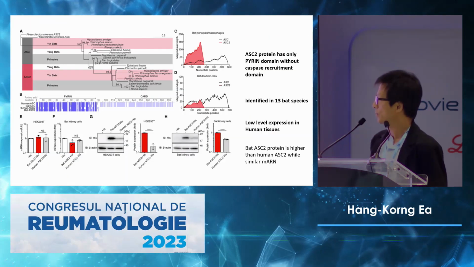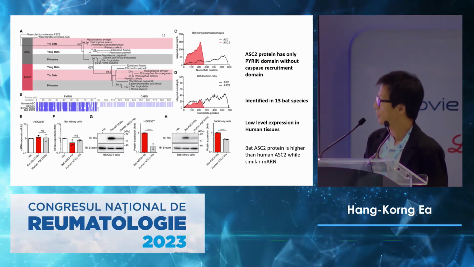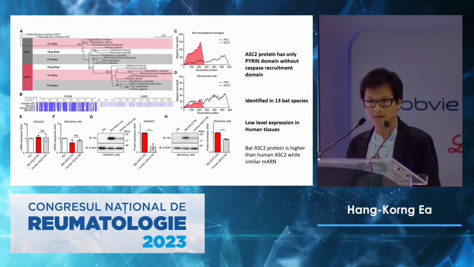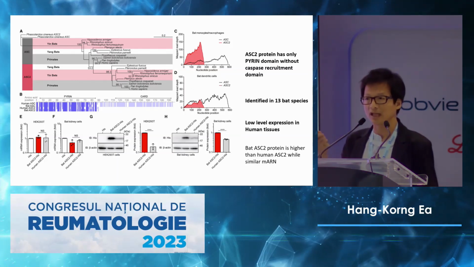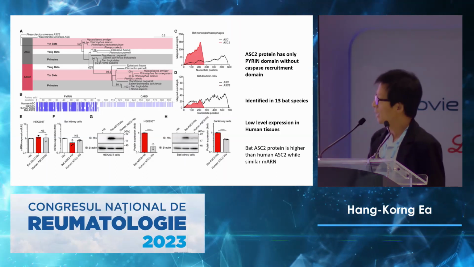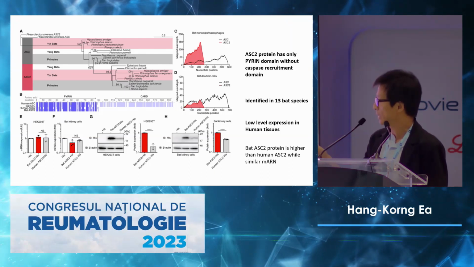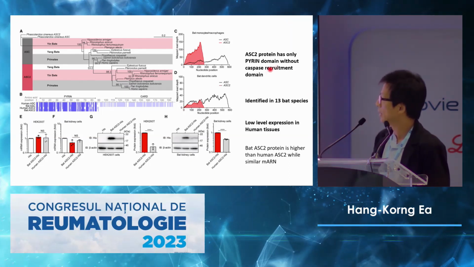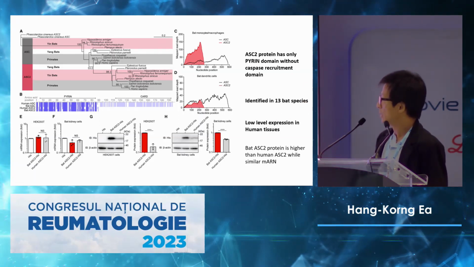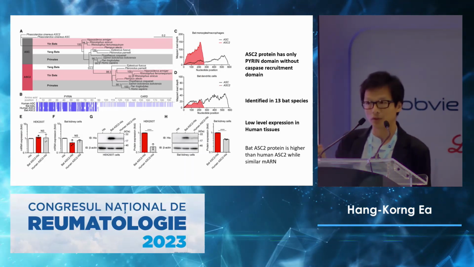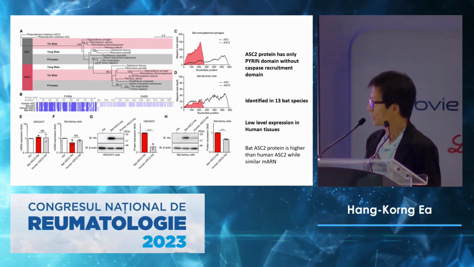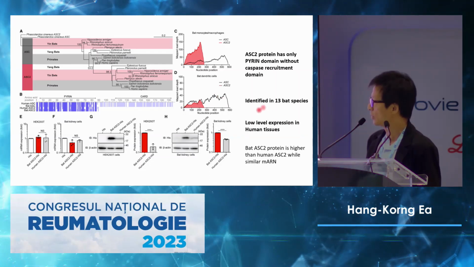So what is ASC2? ASC2 is the ASC protein containing only the pyrin domain without the CARD domain. So it means that when ASC2 is activated, it will not be able to recruit caspase-1. And what is interesting is that ASC2, you see, is expressed in a lot of bat species, and is highly expressed in these animals. It's low in humans. Humans also have ASC2, the gene exists, but the expression is very low. The expression of ASC2 in humans is very low in all tissues.